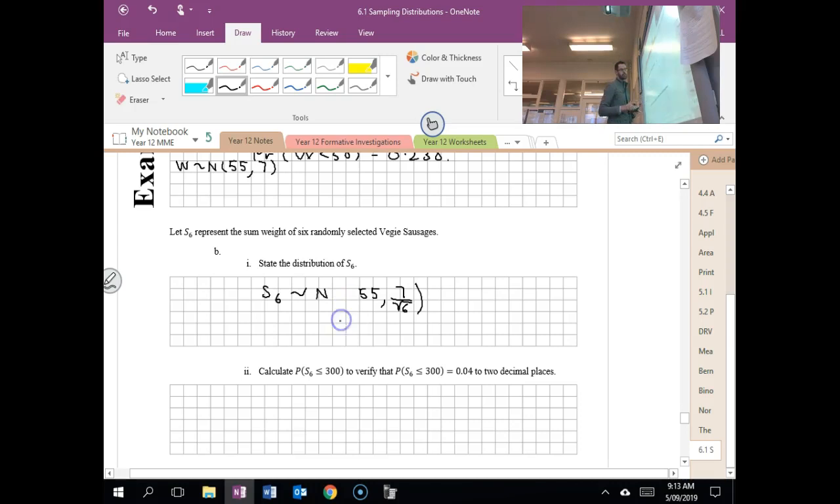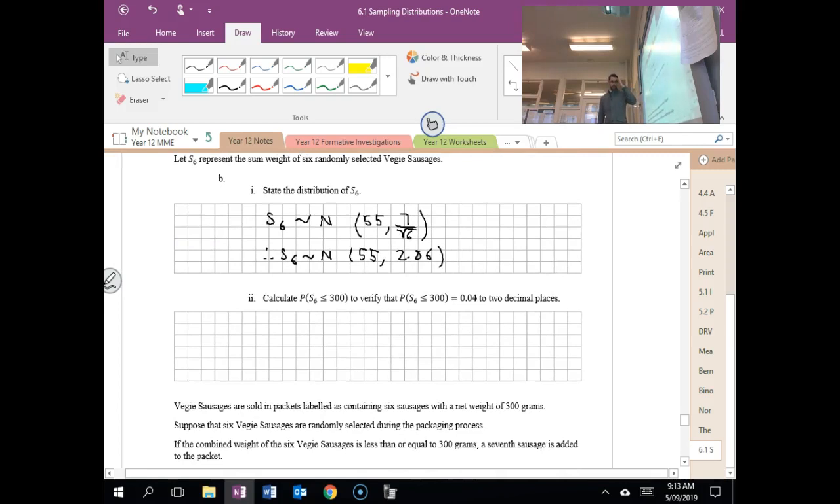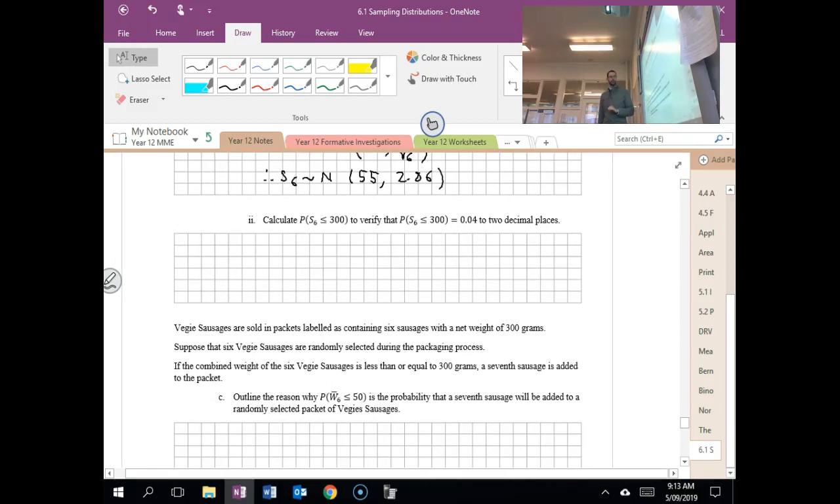So I want everybody to calculate our standard deviation, 7 divided by the square root of 6. What decimal does that give us? 2.86. Okay, alright. Calculate the probability that S6 is less than or equal to 300 to verify that the probability that S6 is less than 300 is equal to 0.04.